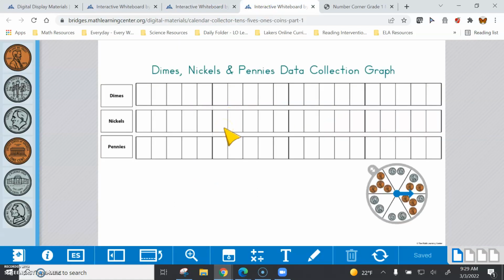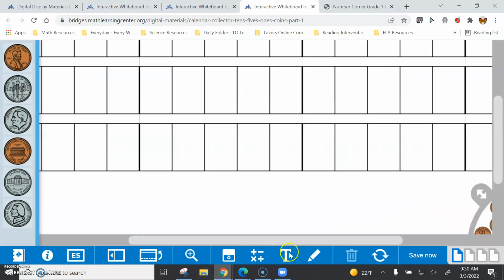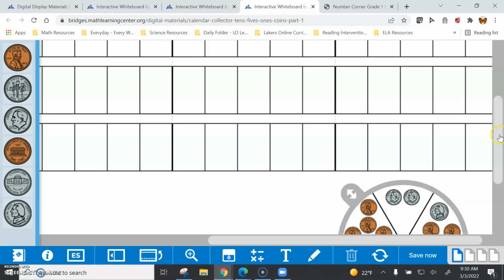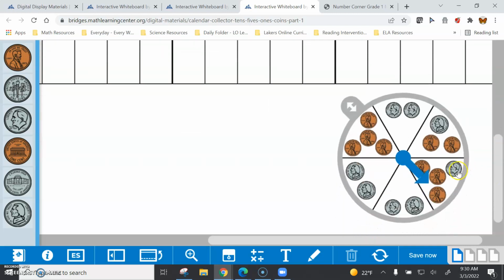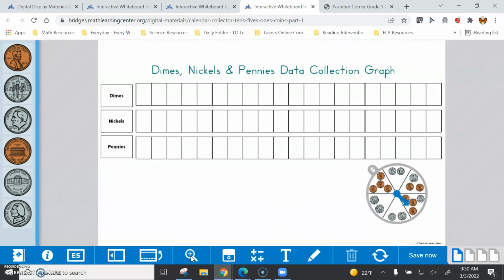Finally, for the month of March, we are going to collect dimes, nickels, and pennies as we talk about activities for March. So I am going to spin our spinner to see what we have for this day. Wow. We have here, and I'll make it bigger so you can see it, and then we'll add it to the collection. We have 1 dime and 3 pennies that it landed on.